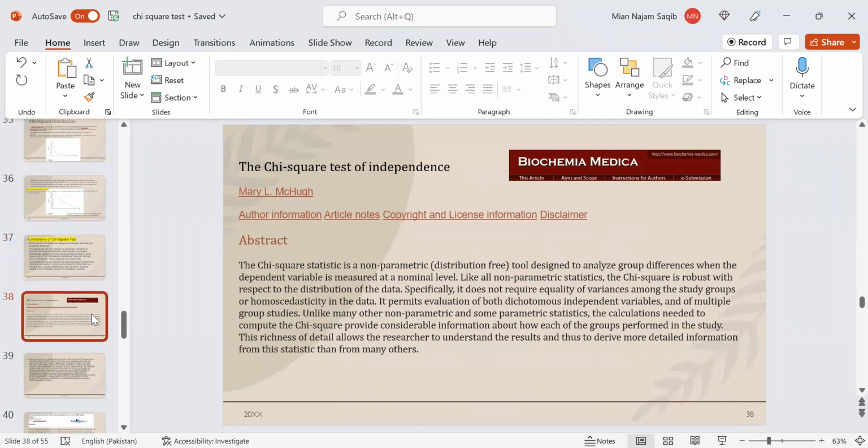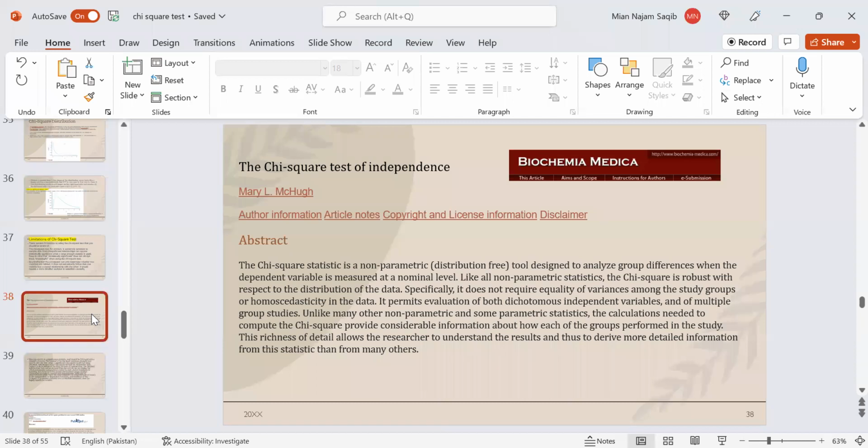Now, recent advances. The chi-square test of independence. The chi-square test is a non-parametric, distribution-free tool designed to analyze different groups when the dependent variable is measured at a nominal level. Like all non-parametric statistics, the chi-square is robust with respect to the distribution of data. Specifically, it does not require equality of variances among the study groups or homoscedasticity in the data. It permits evaluation of both dichotomous independent variables and multiple group studies.